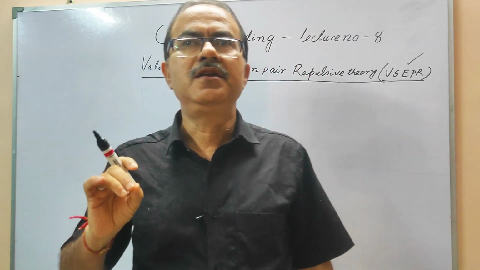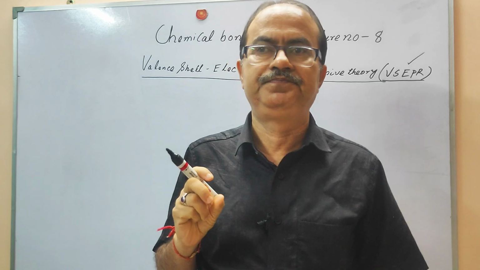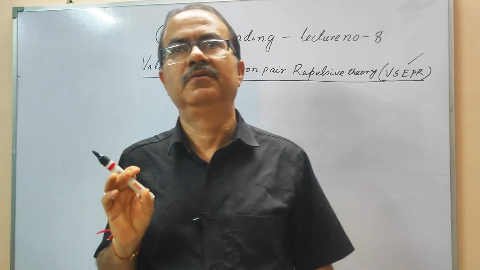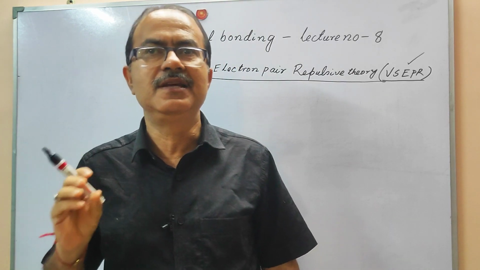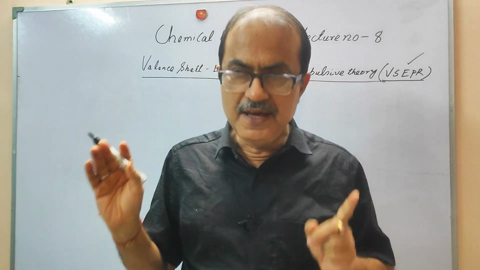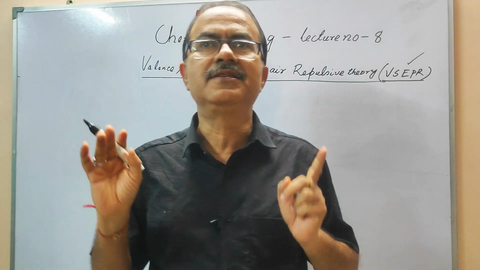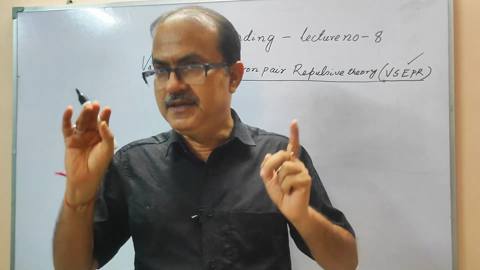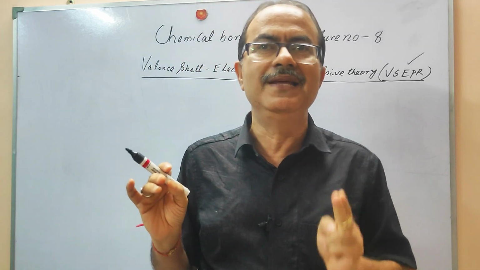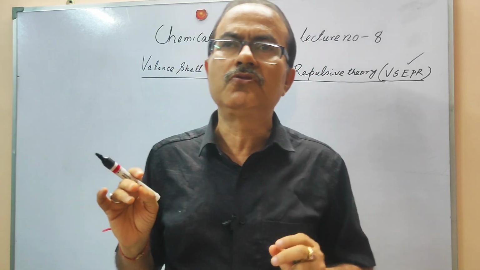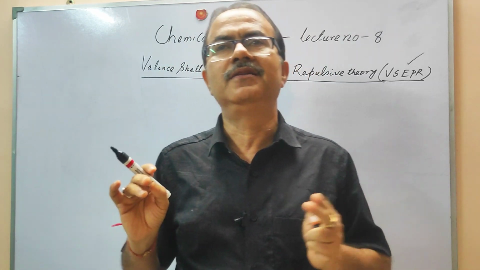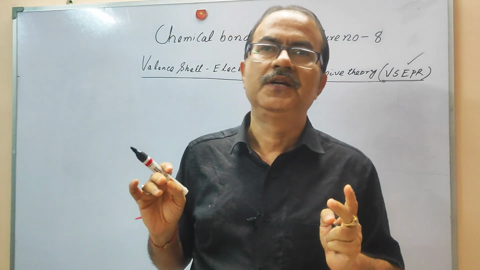Now let us understand the basic concept behind the valence shell electron pair repulsion theory. You can understand that from the very heading of this theory. It is based on the repulsive interaction of the valence shell electron pairs. As the electrons are negatively charged, they are going to repel each other, and that is the main thing in the molecule.